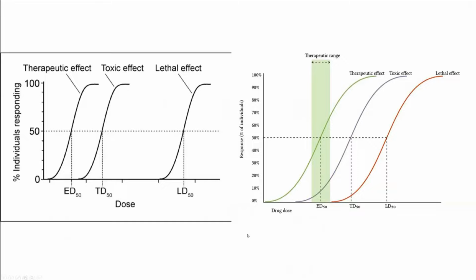So here's what these curves look like. Now we have the therapeutic effect, which is your ED50 right here on the left one, your toxic effect, the TD50, and the lethal effect, the LD50. And this is the log of the dose. So each one of these tick marks is, let's say, tenfold off of each other. Let's say this is 1, let's say it's nanomolar. 1, 10, 100, 1,000, 10,000.